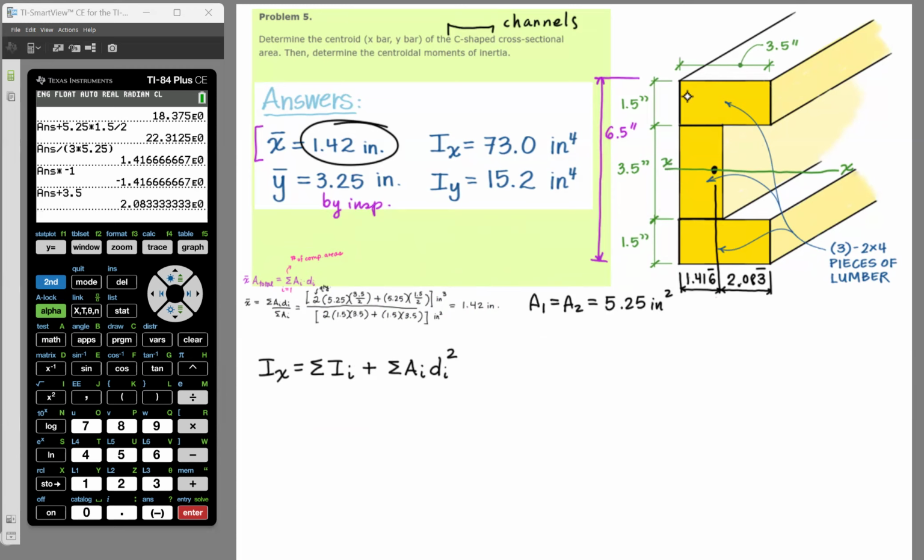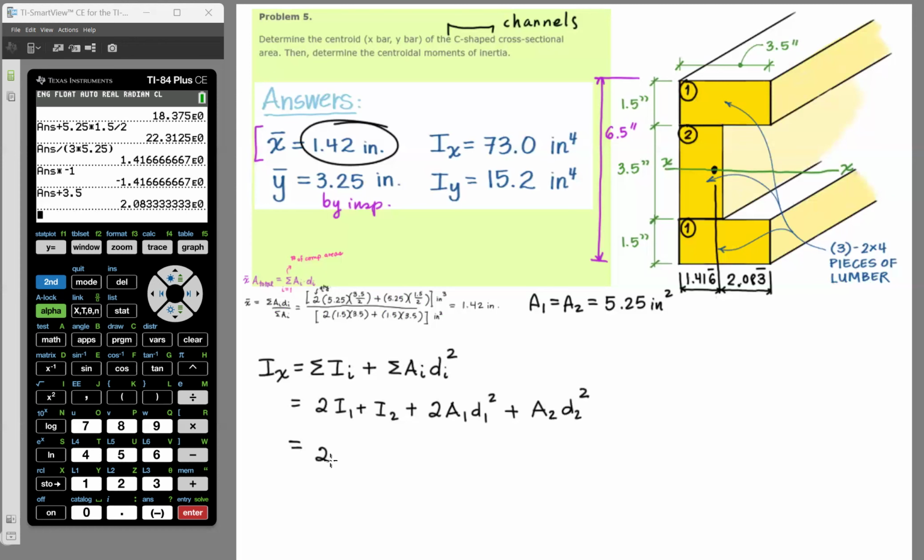And in terms of our shapes, I'm going to do again quantity 2 of shape 1, quantity 1 of shape number 2. Okay, so I need 2I1 plus I2 plus 2A1d1 squared plus A2d2 squared.